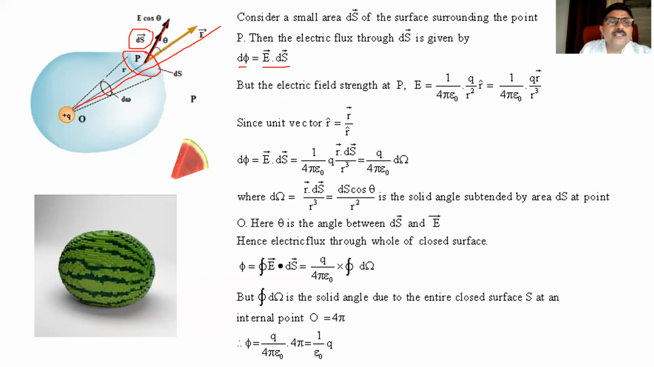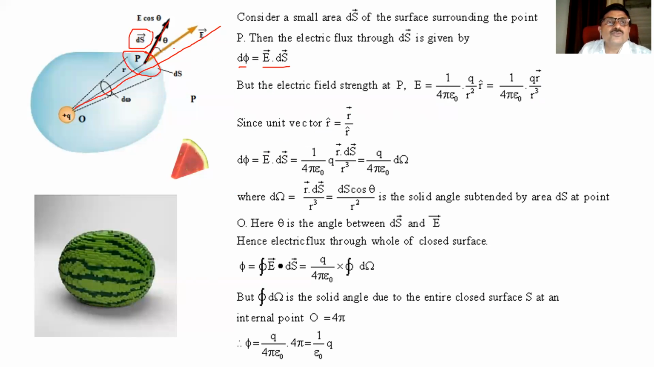But we know that the electric field at this point, as per the definition we have discussed, due to this charge q, is 1 upon 4 pi epsilon 0 q divided by r square, into this vector r cap. This r cap is the unit vector in the direction of the electric field. Or you can write this as 1 upon 4 pi epsilon 0 q into vector r divided by r cube, because as per the definition of the unit vector, you can write r cap as vector r divided by r.